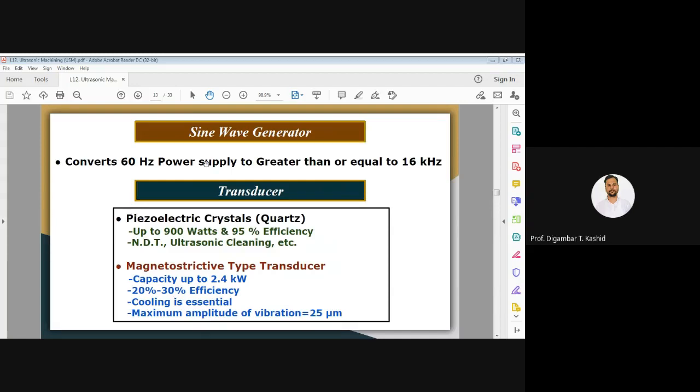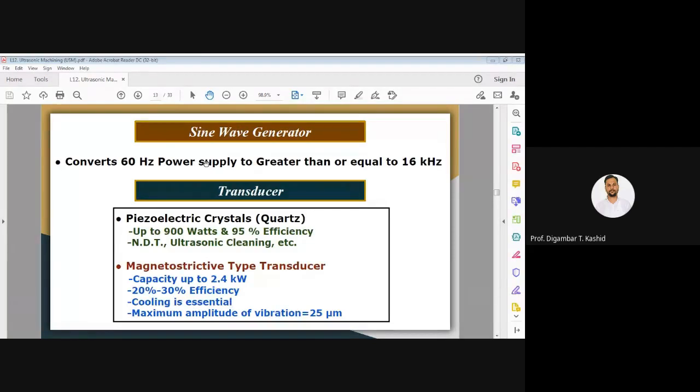First is the sine wave generator. The sine wave generator normally converts your 60 hertz power supply, which we normally have in any lab as well as our home, into a frequency of more than or equal to 16 kilohertz. So the purpose of the sine wave generator is to convert a 60 hertz power supply into a frequency of 16 kilohertz or more.